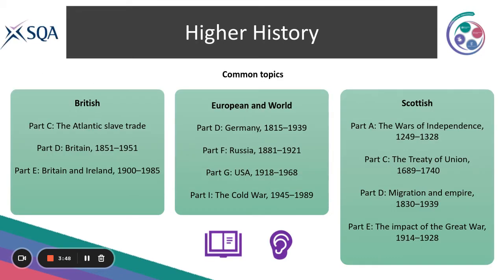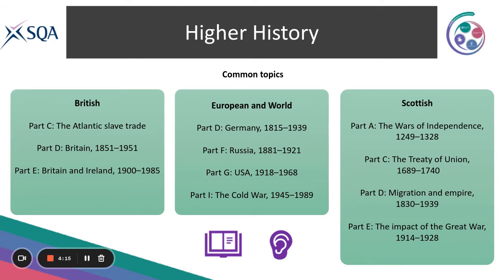So during this video, you will see some examples of topics from common topics that most schools in Forth Valley do. So every school will complete a British section, a European and World section and a Scottish section. Now the most common British sections are the Atlantic slave trades, Britain 1851 to 1951, and Britain and Ireland 1900 to 1985. You must make sure you know which topic that you are doing.